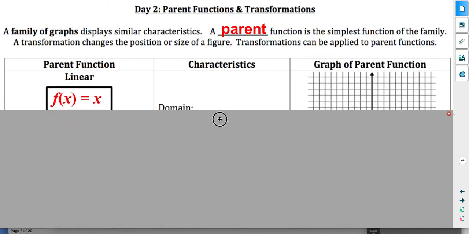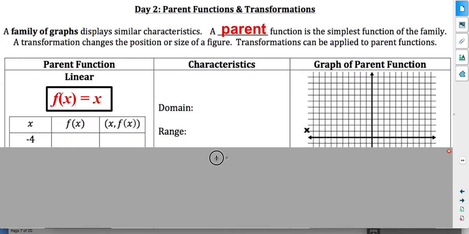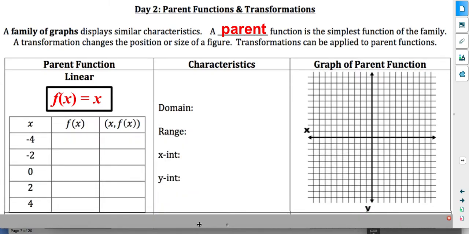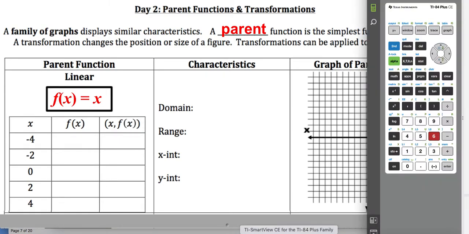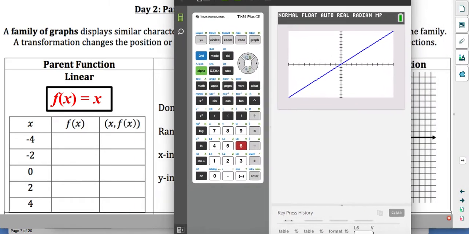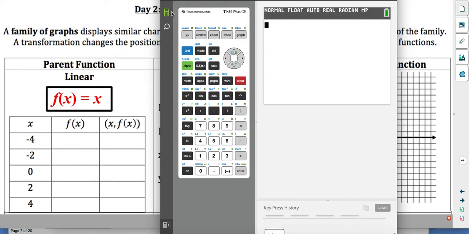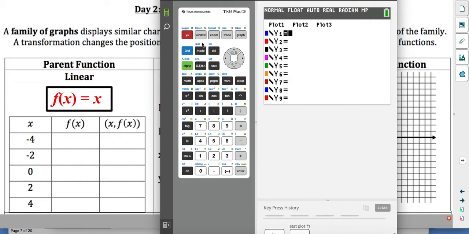So the most basic function is our linear function. And I'm going to show you guys how to get all this information from your graphing calculator. All right, there it is. So I'm going to drag this over here. We'll first take a look at the table and how we do it. I already have mine set up for you. But the first thing we're going to do is press Y equals and just clear everything out to make sure that there's nothing left from our last test.